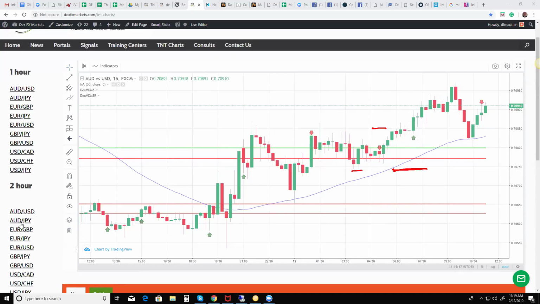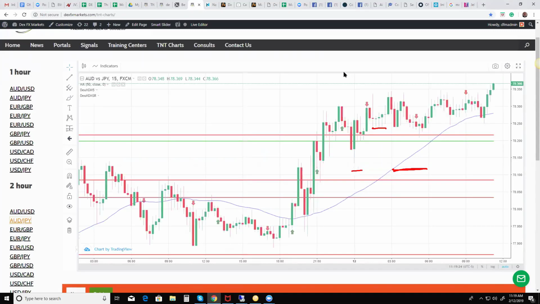Is this the same? Is this the same pair? It's Aussie USD. So it's the same trade, almost basically, right? Let's look at a different one real quick. Let's see if we can find another one.